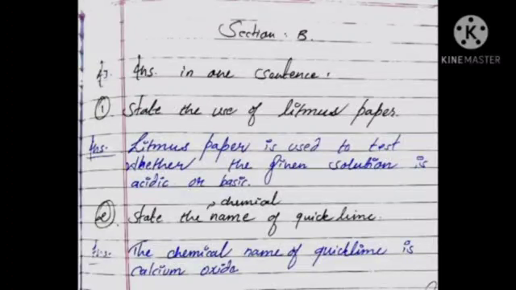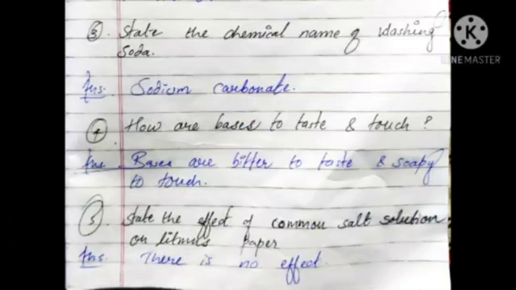State the use of litmus paper. And the answer is litmus paper is used to test whether the given solution is acidic or basic. Second question is state the chemical name of quicklime, and the answer is the chemical name of quicklime is calcium oxide.